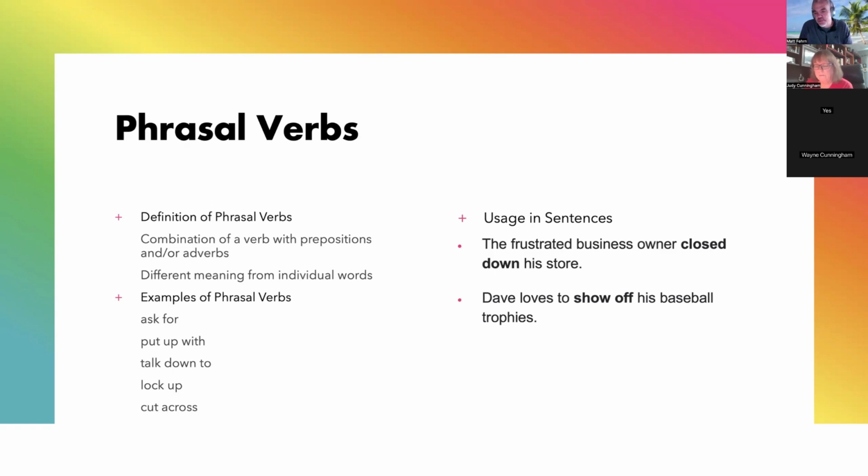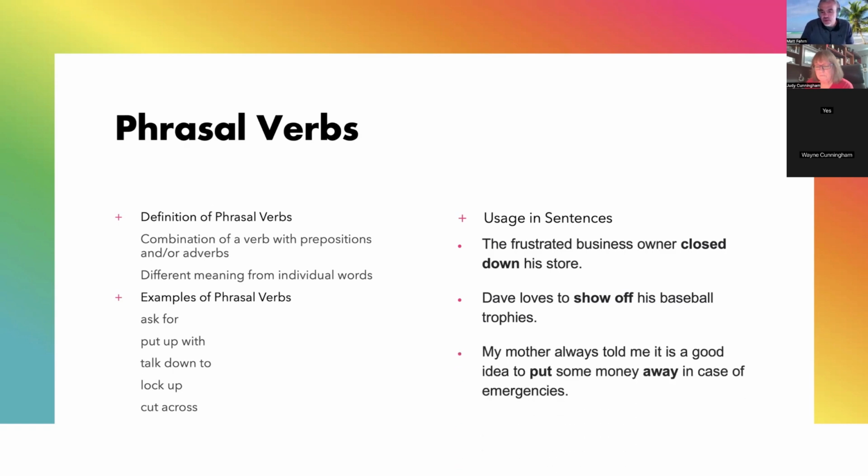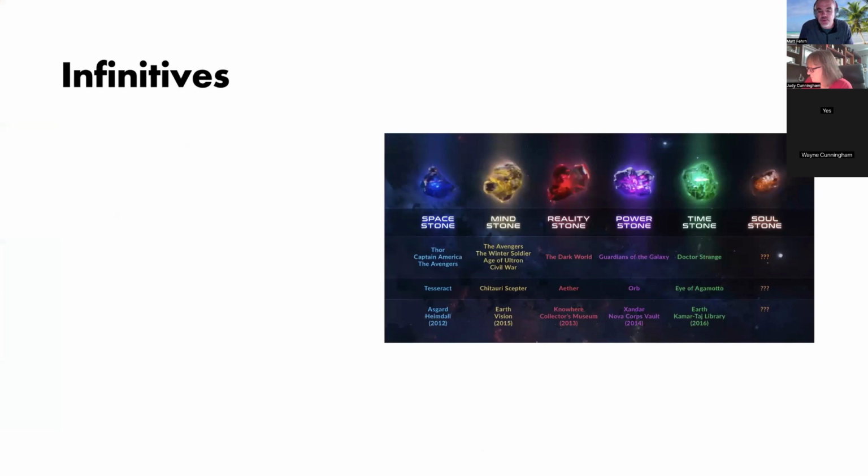Dad loves to show off his baseball trophies. Again, it's the whole phrase. And my mother told me it is a good idea to put some money away in case of emergencies. Right. So again, it's these phrases where we take a verb and a preposition or an adverb and combine them together to form different meanings than the original verb or words.